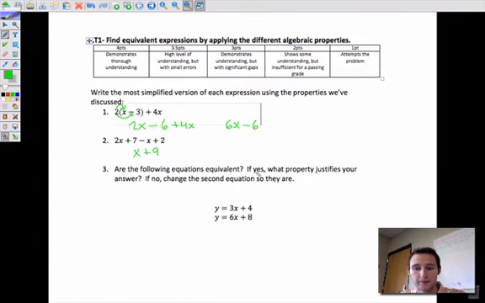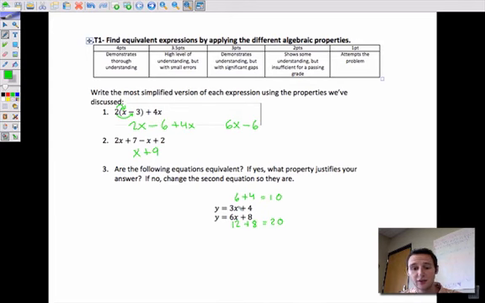Okay. For number 3, it asks you if the following equations are equivalent. If yes, what property justifies your answer? If no, change the second equation so that they are. You can see just by looking at these two equations here that they are not equivalent. Whatever value that you choose to substitute in for x, say you want to substitute in a 2, you'll get 3 times 2, which is 6, plus 4, which is 10. Okay, if you substitute in a 2 here, you'll get 6 times 2, which is 12, plus 8, which is 20. So obviously 10 is not equal to 20.